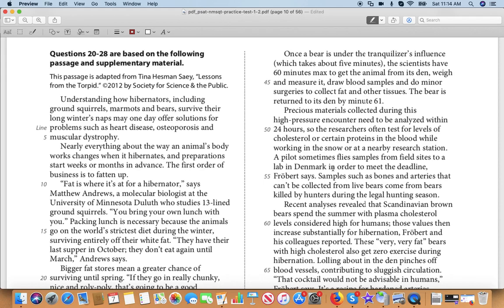Understanding how hibernate. Oh, no. Always, yes, you've got to read the introduction. This passage is adapted from Tina Hesman Saey, Lessons from the Torpid, 2012 by Society for Science and the Public. Do you know what torpid means? No. Such a great word. Look it up. Torpid is so great. I need to incorporate the word torpid more into my daily life. Mentally or physically inactive, lethargic. Yeah, lethargic, lazy, torpid.